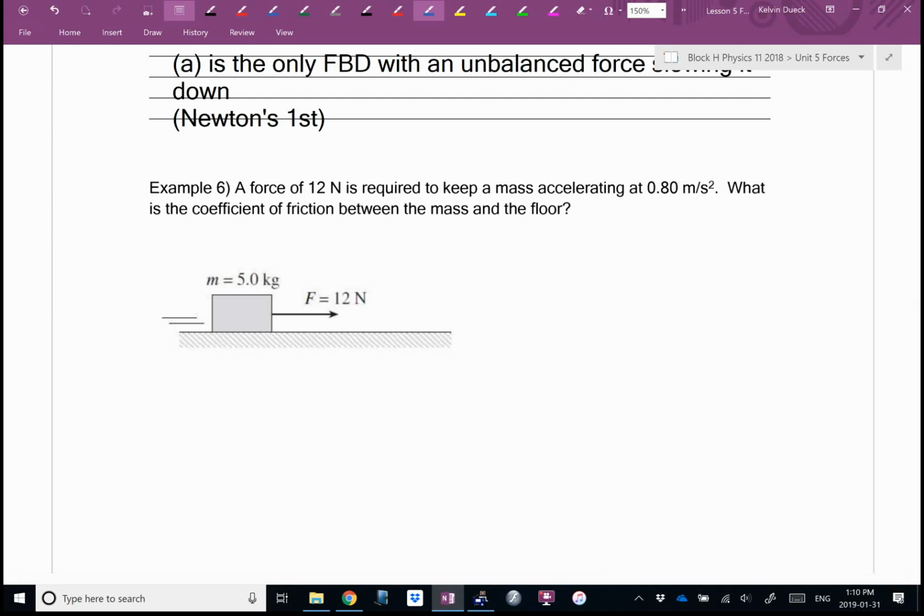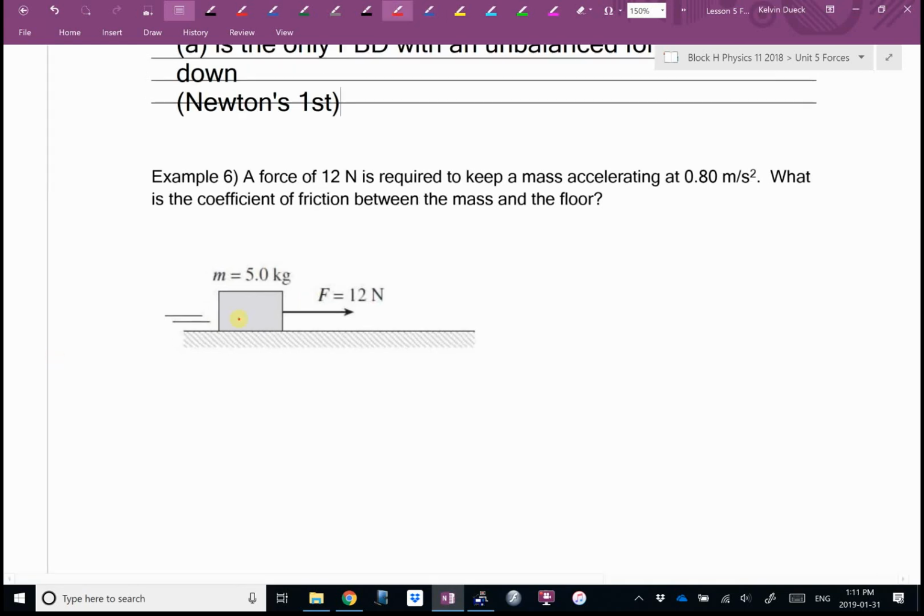Okay. Except, did they give me a picture? I'm going to label the picture. What are the forces acting on it? Get the obvious one. What else? Same size as mg. What else? Come back to friction, but I see the applied force.